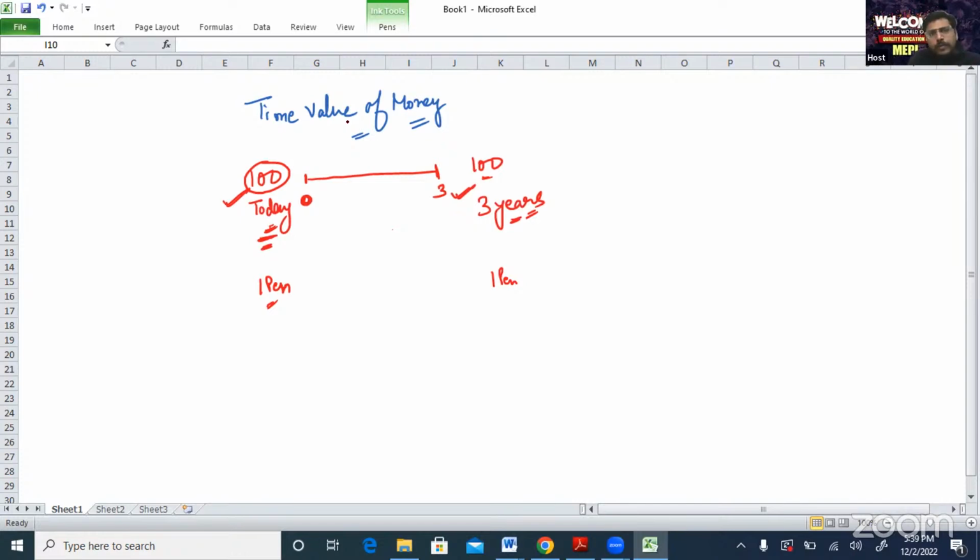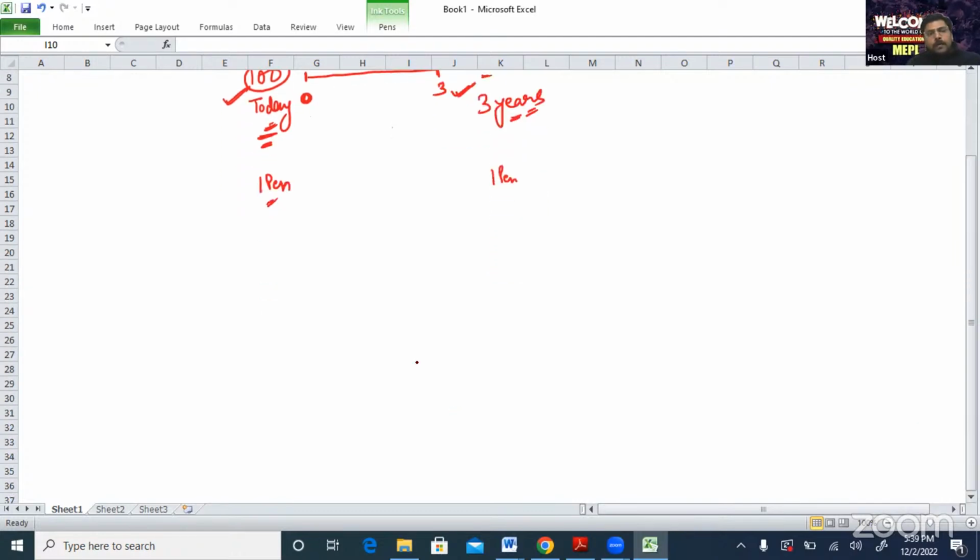So that is my time value of money. So now let me move further. Now if I give you an option that either to accept 100 rupees today or 100 rupees after 3 years, so definitely what you would prefer? You would prefer 100 rupees today.